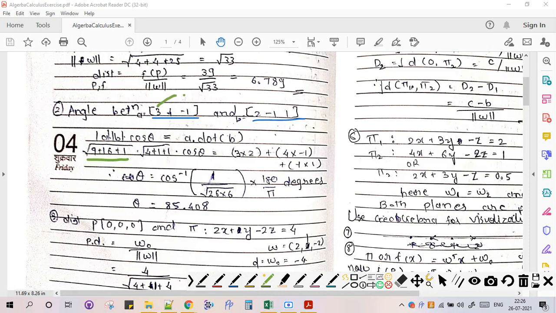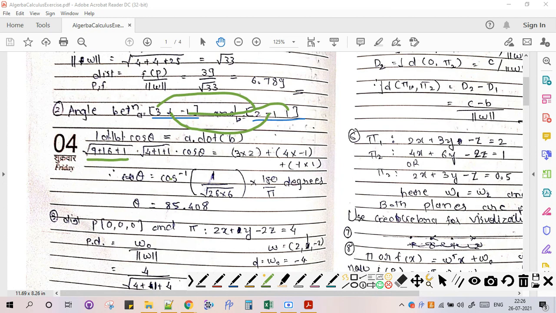And how will the dot product work? Similar dimensions we need to multiply and add together like this. 3 into 2, 4 multiplied by minus 1, minus 1 multiplied by 1. So 6, minus 4, minus 1, that is 6 minus 5 equal to 1. 1 divided by this thing would be cos theta.